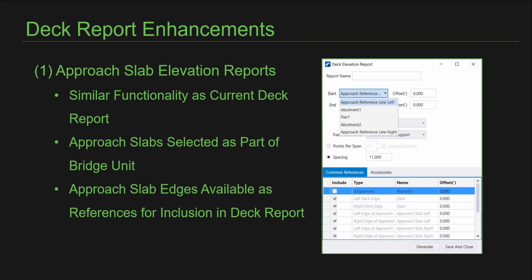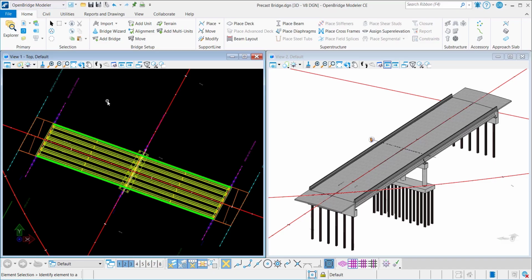unit when generating elevations. The start and end can be set to approach reference lines, and approach slab edges are available as common references for inclusion in the deck report. To demonstrate this in OpenBridge Modeler, I will create the deck report for this bridge.